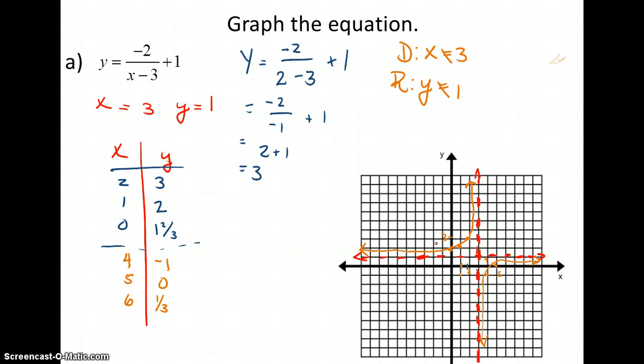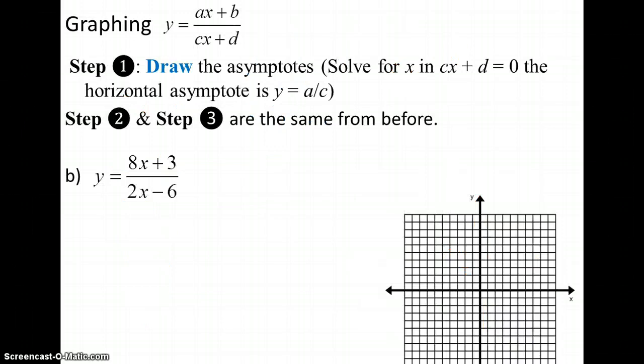All right, onward to the next one, shall we? Okay, so the next one. We're going to be graphing something as y is equal to ax plus b over cx plus d.